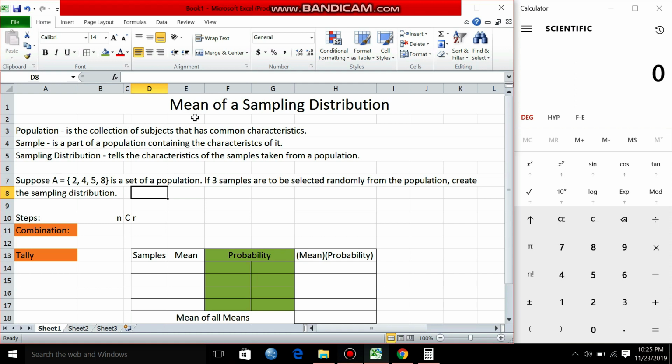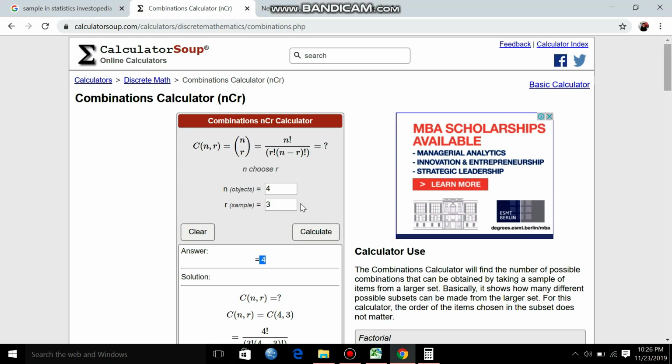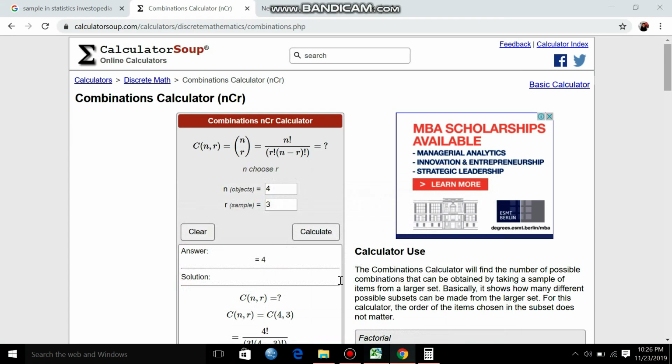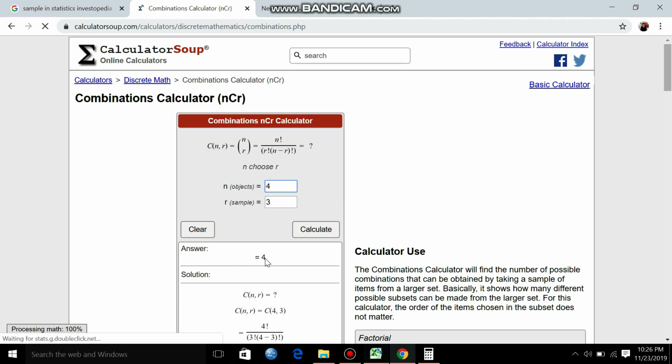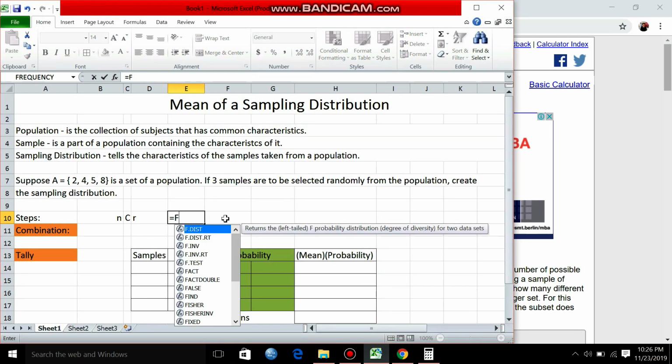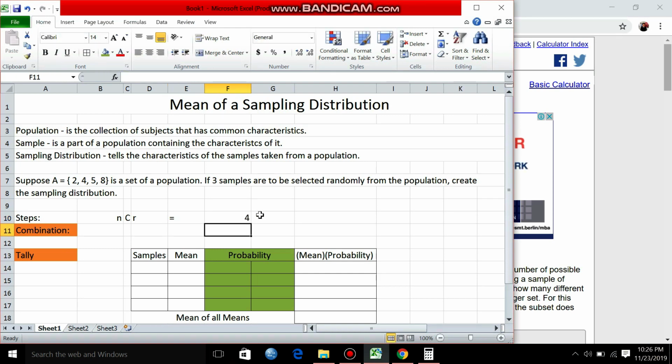We will now solve for the mean of the sampling distribution. The first step is to use the formula for the combination, n taken r. Using the calculator, we plug in 4, since we have 4 elements in the population, and we will take 3 from it. Then pressing calculate, we have 4. Meaning, we are allowed a maximum of 4 combinations if we take 3 samples from these 4 numbers.